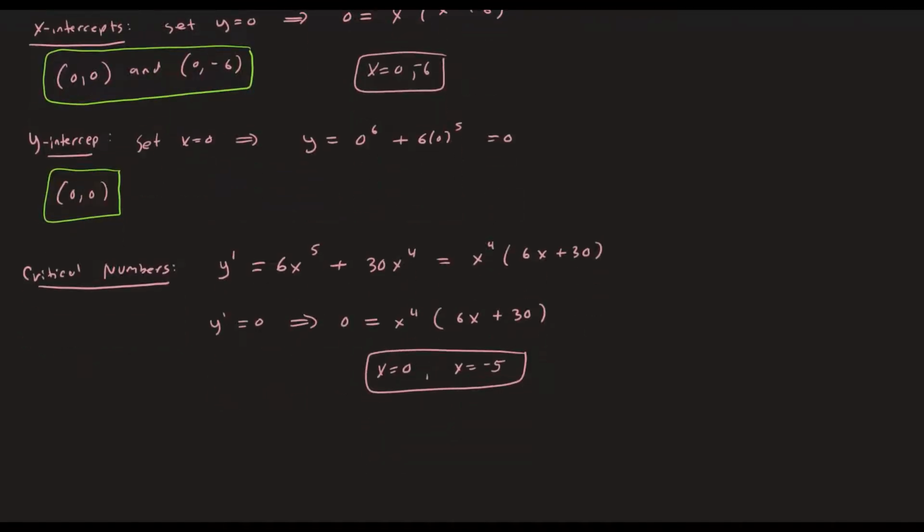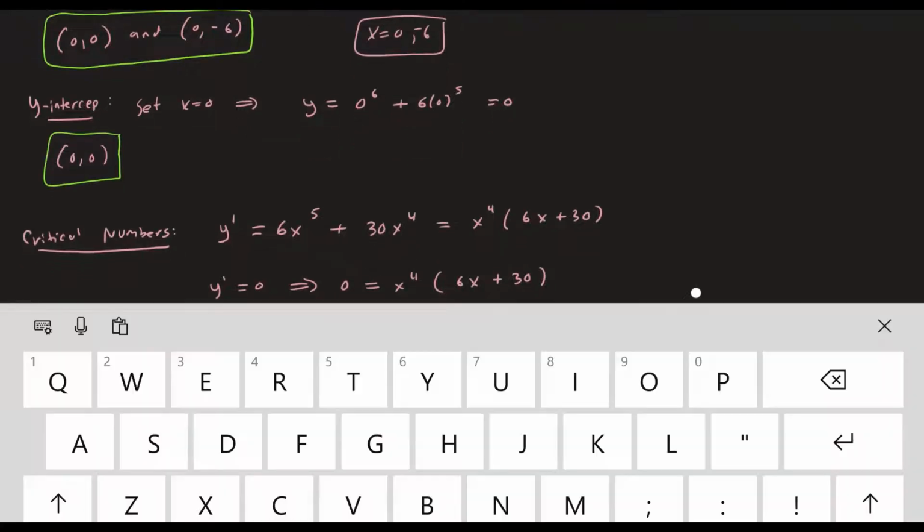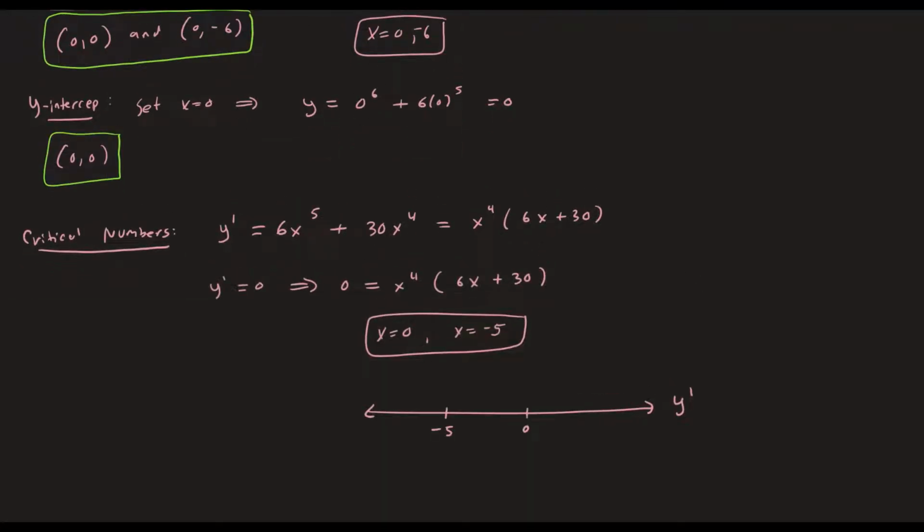Now we're going to test the first derivative around these critical numbers. So let's plot them on the real line and test the first derivative. You pick a test value and plug it into the first derivative. From negative infinity to negative 5, I can test negative 6. Negative 5 to 0, we'll pick negative 1. And 0 to infinity, we'll pick 1. So plug this into your derivative and see if it's positive or negative.